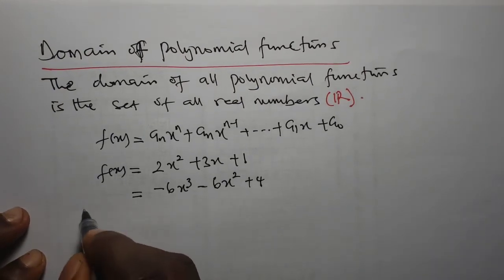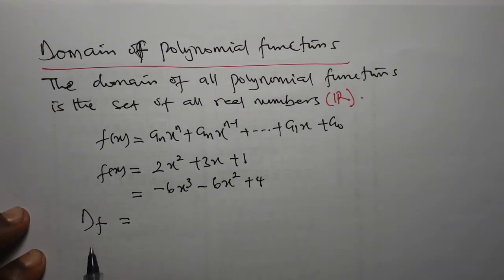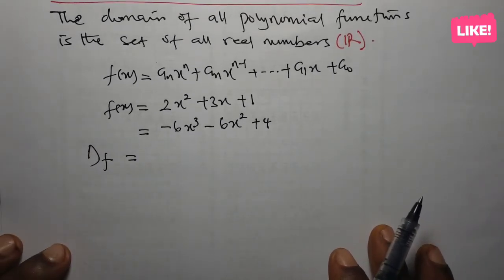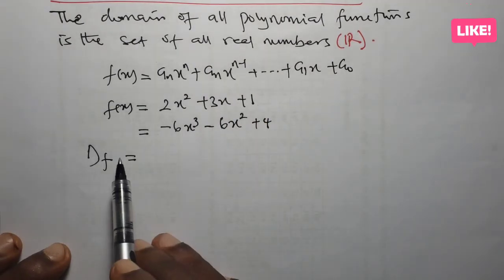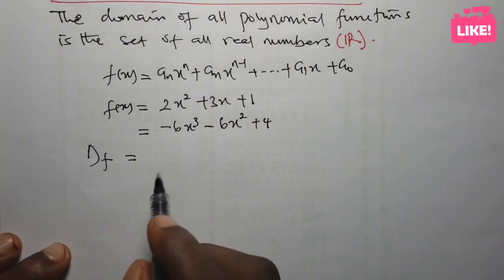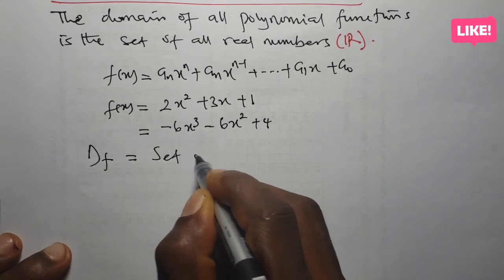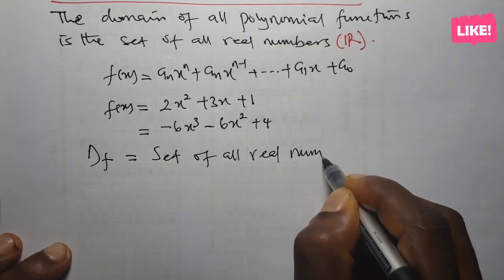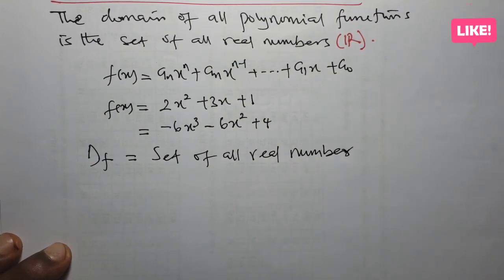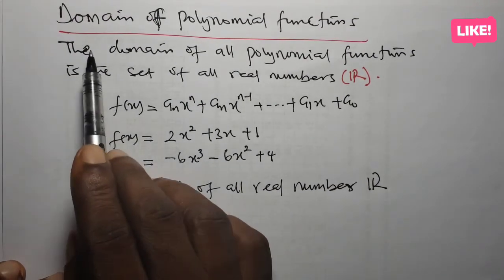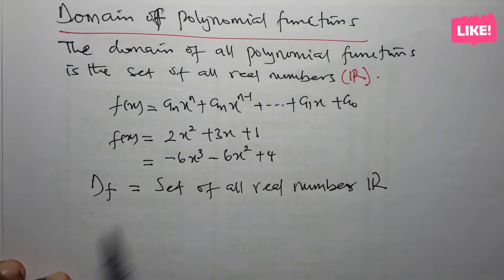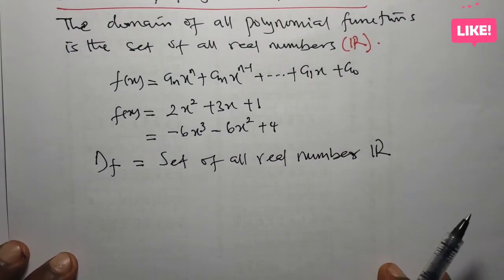Now, we said the domain of f, which we denote with the letters D of f. For polynomial functions, we said the domain of all polynomial functions is equal to what? The set of all real numbers. And that set is denoted with what? Letter R. So we say that the domain of all polynomial functions is the set of all real numbers. What does this really mean?